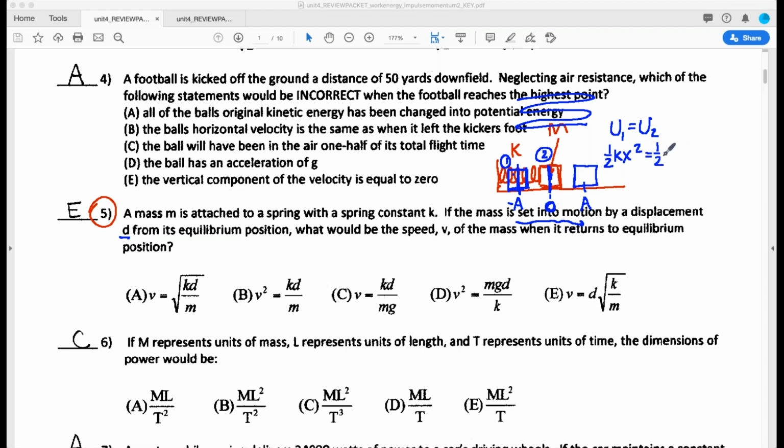And then over here at position 2, it's all kinetic energy, and so I can just write that out as 1/2 mv squared. Now the 1/2s go away. I'm going to make my substitution for x. I'm just going to call it d. And I'm going to divide both sides by mass. So I get kd squared divided by m is equal to v squared. Of course, I'll take the square root of both sides, and that's where I get choice E from, right? So the d is squared. When I take the square root of both sides, it just becomes d. And I get root k over m as my expression for velocity, v equals d times the square root of k over m.